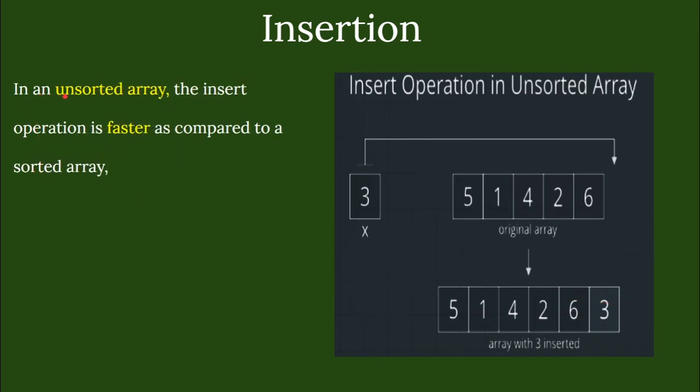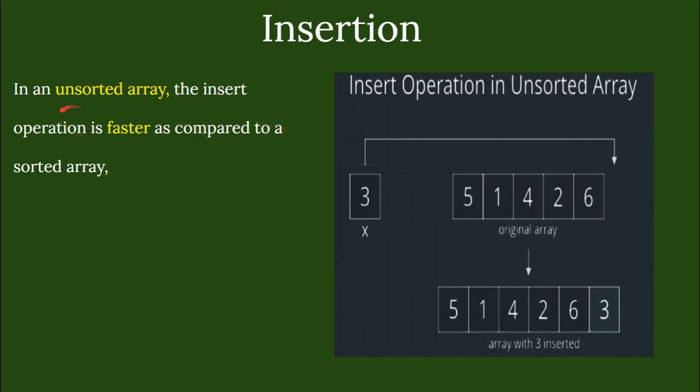In an unsorted array, the insert operation is faster as compared to the sorted array, because if you are using a sorted array, that array order has to be maintained. We have to maintain the array order. So we have to find the position where the item has to be inserted, then make the space, then insert. So that requires 3 steps.